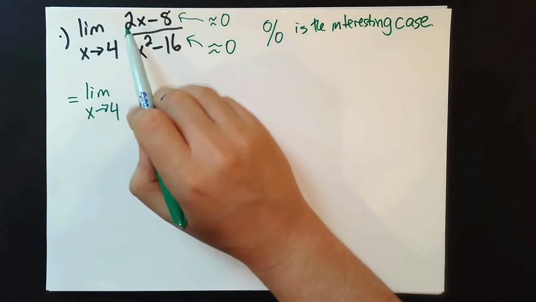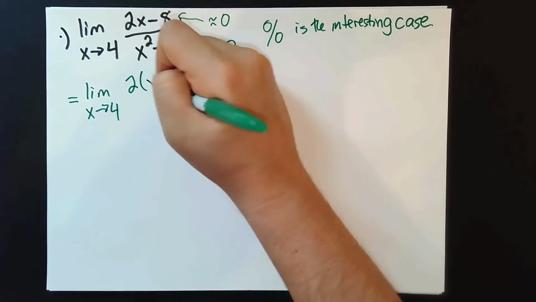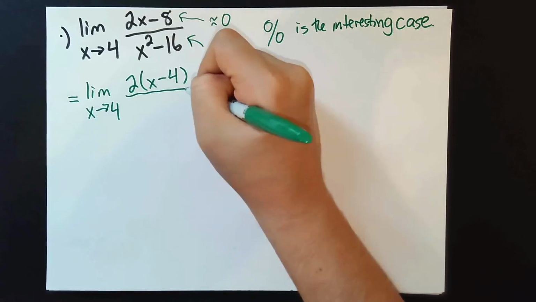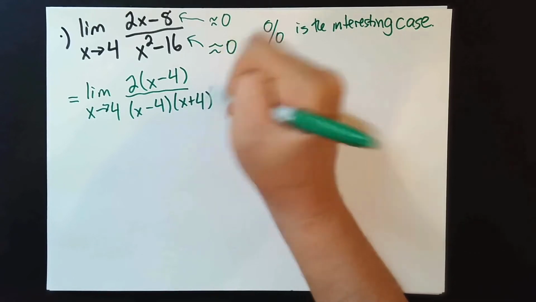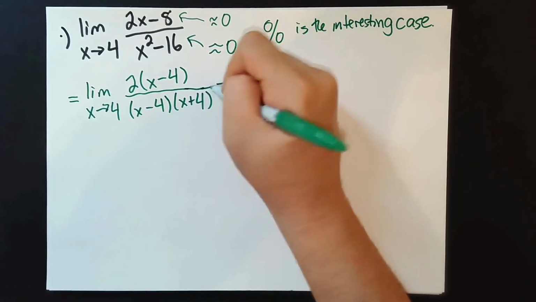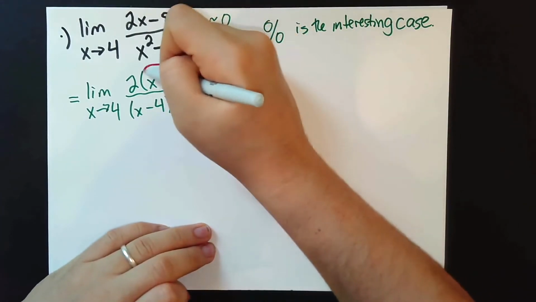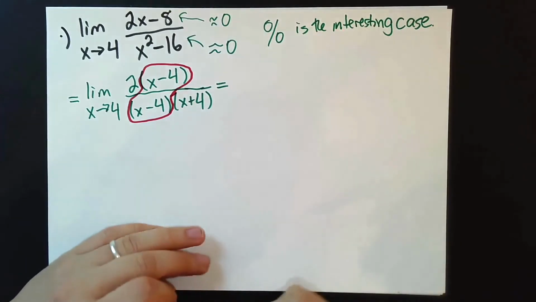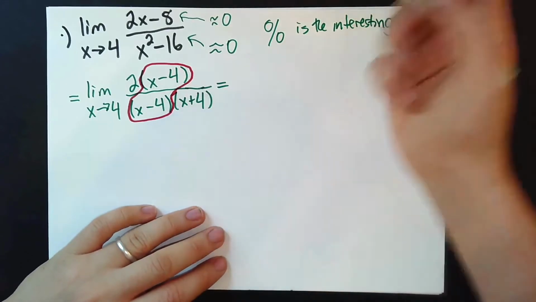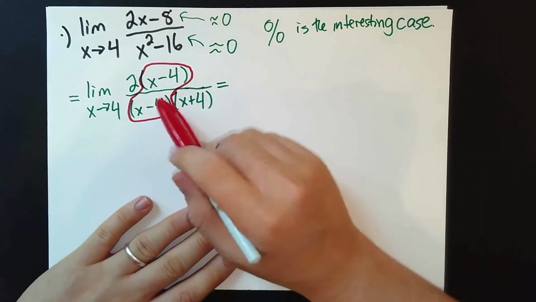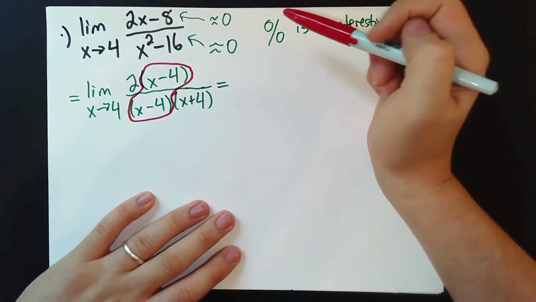And so I'm going to try and factor some stuff. If I factor the numerator and denominator here, I'm going to get 2 times (x minus 4) divided by (x minus 4) times (x plus 4). And everything here hinges on the fact that there's an x minus 4 in both the numerator and the denominator. That's what's making it 0 over 0, because when x is 4, 4 minus 4 is 0. And so that makes both the numerator and the denominator 0.